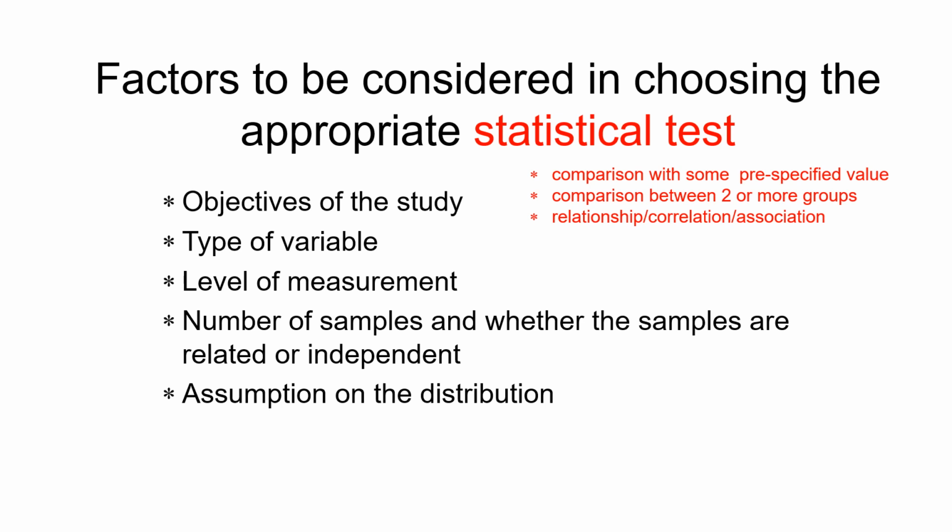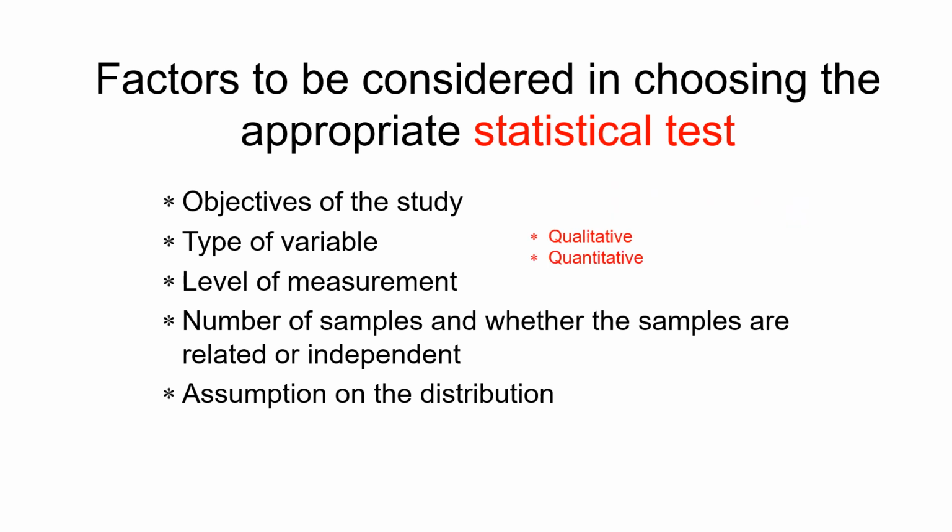The other considerations are type of variable, whether qualitative or quantitative, scale of measurement, whether nominal, ordinal, interval, or ratio, the number of samples, whether two or more than two, the relatedness of the sample, whether they're paired or independent, and the assumption on the distribution, parametric for bigger sample sizes and numerical data, and non-parametric for smaller sample sizes and non-numerical data.